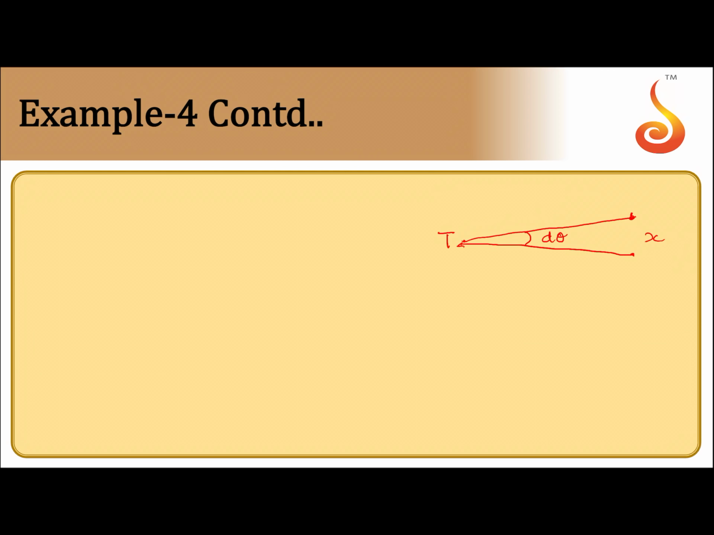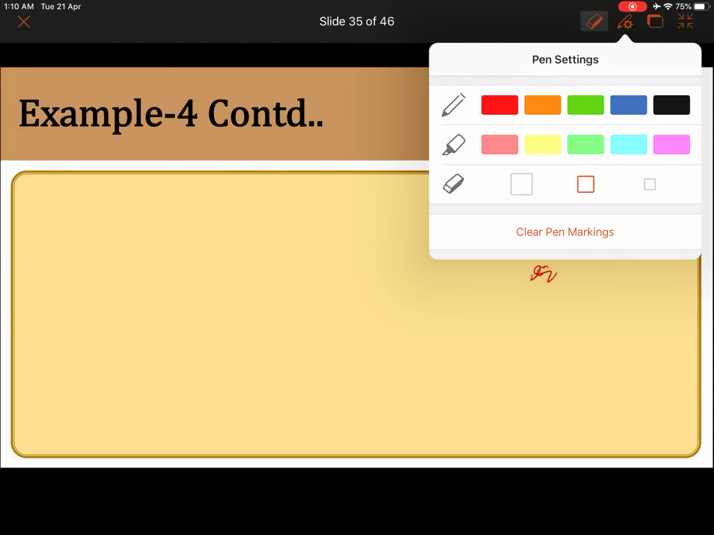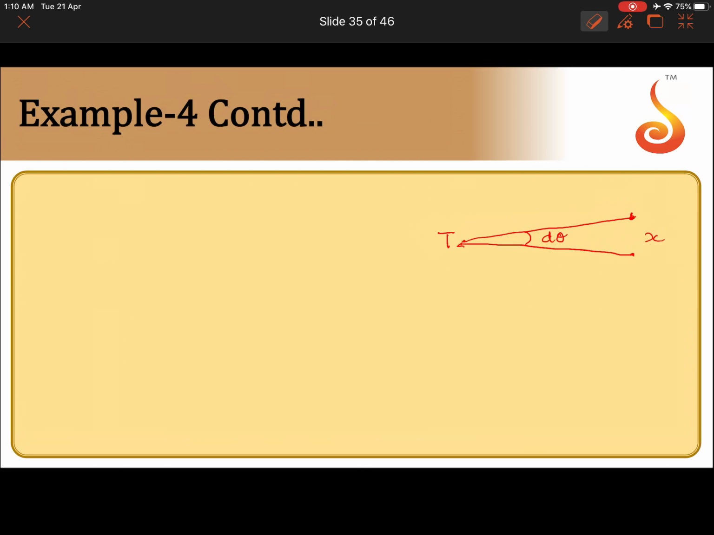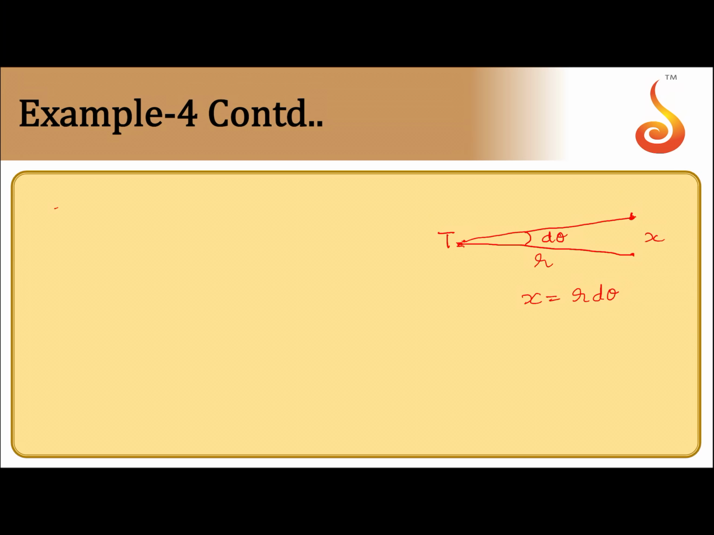Now, let us say the minimum separation between the two objects is some x. Now, you are observing from this place where you have placed your telescope. If they are seen to be just resolved, this angle should be equal to d theta. Let this distance be r. So, from this diagram you can write x is equal to r into d theta, where d theta is the limit of resolution.